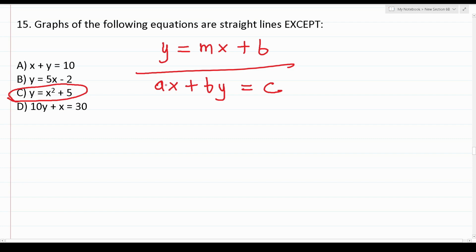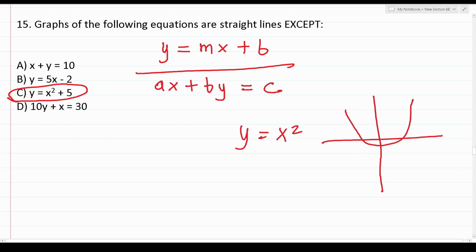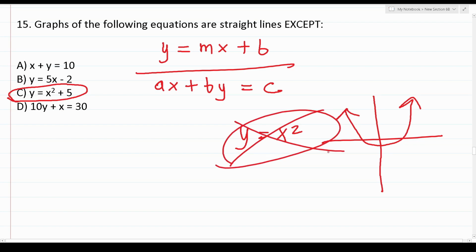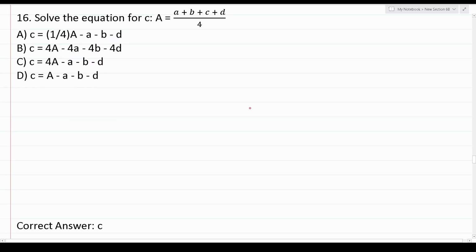Again, for an equation to be an equation of a line, it has to have x and y with no powers on them. If it's raised to the second power, third power, fourth power, fifth power, that is not the equation of a line. So for example, y equals x squared. The graph of this is a parabola that looks like that. So that would not be a straight line. All right, so that's all there is to that one.